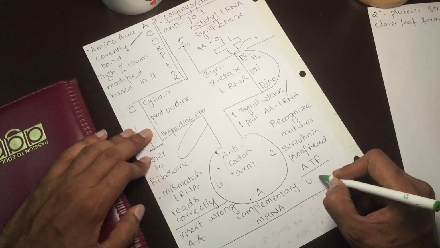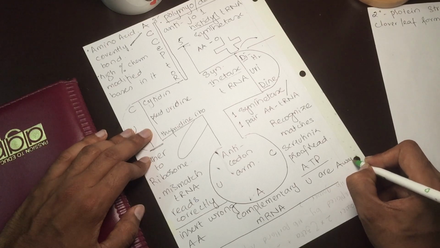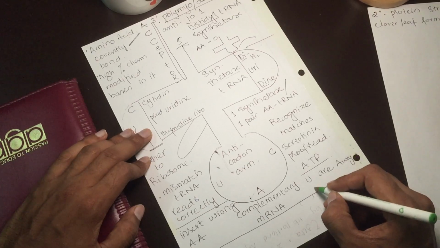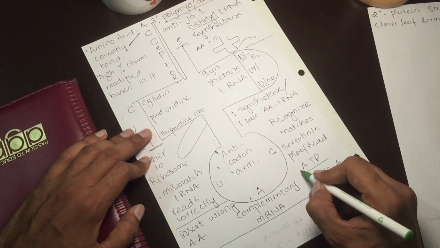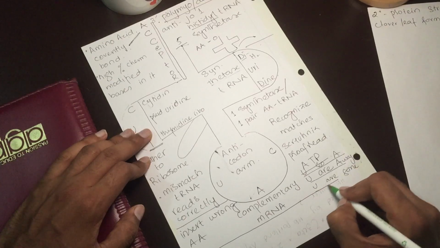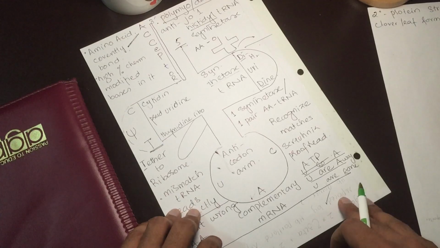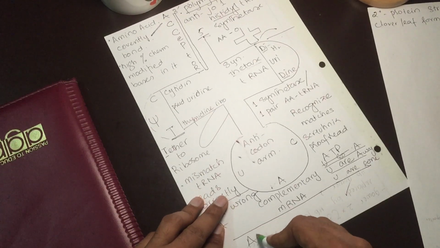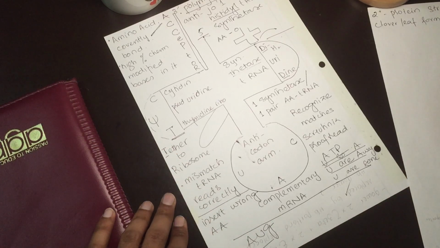you are away, you go away, you are away, now you are gone, you go away: UGA, UAA and UAG. So these are the stop codons. So AUG is the start codon. So this is the brief introduction of transfer RNA.